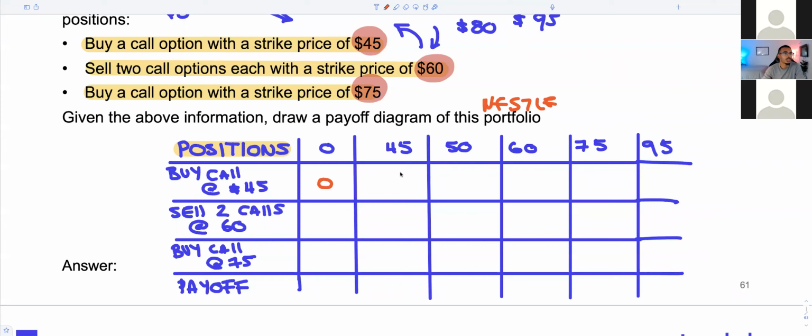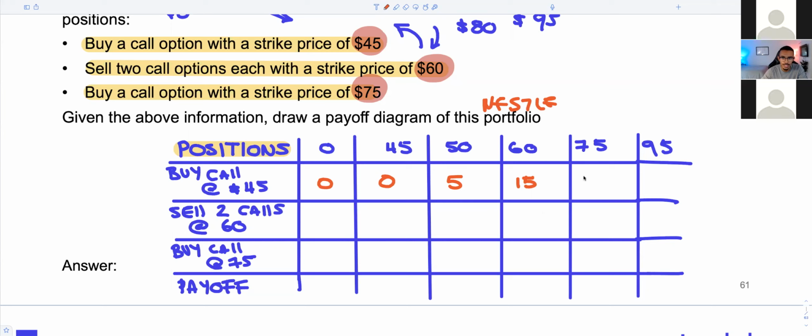And if the stock price is $45, and your call option is $45, what is your payoff? Is it 10, 0, a million? Okay, cool. What about $50? What is your payoff? $5. What about 60? We're going through this together. 15. Okay, I got scared for a little bit. Yeah, 15. And then what about 75? 75 minus 45. I feel like that's 30.